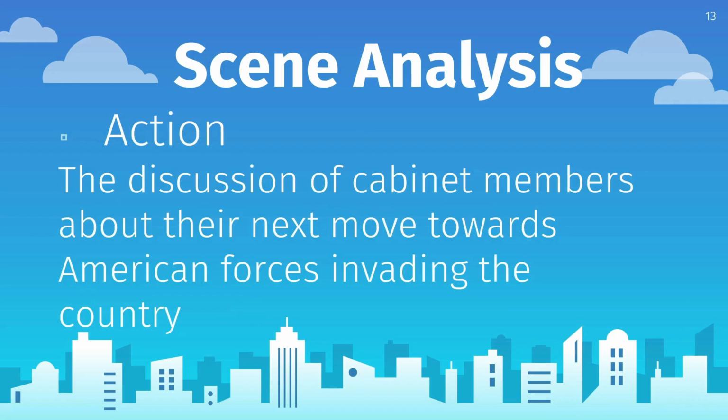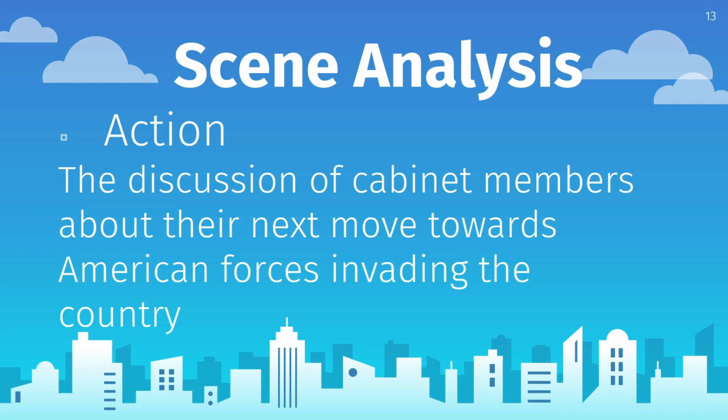For the action, we saw the discussion of cabinet members about their next move towards American forces invading the country. And we saw the president of the Philippines back in the day, General Emilio Aguinaldo, the first Prime Minister, Apolinario Mabini, and we have Mr. Paterno and Buencamino, and a lot of higher-ups during that time. And we also saw our main protagonist, which is General Luna.